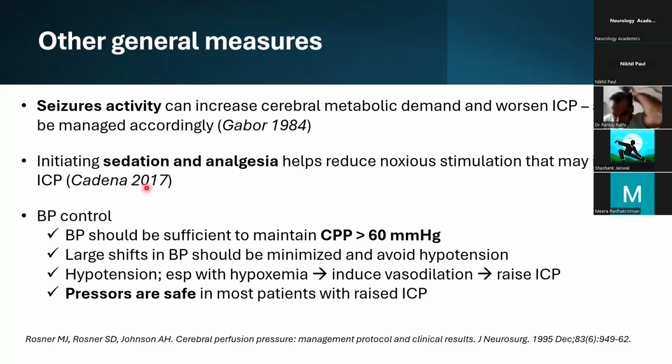For BP control, as I said earlier, we should aim for a cerebral perfusion pressure of more than 60, and we should avoid hypotension at all costs, because especially with hypoxemia, it can induce vasodilatation and raise the ICP again. Pressors are considered safe. There are no studies showing that pressors are contraindicated, and in raised ICP, almost all our routine inotropes can be used.